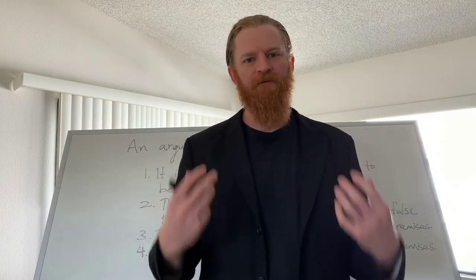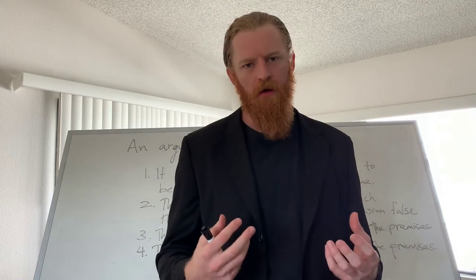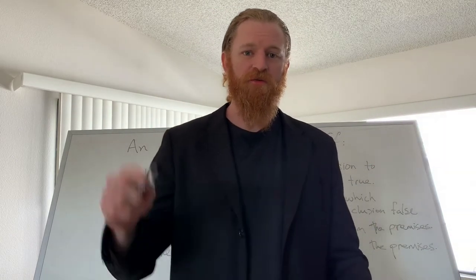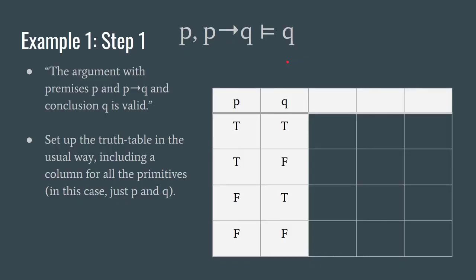Later in this course, we'll reflect more on the philosophical aspects of these results, but right now we just need to get used to carrying out that mechanical procedure with the truth tables. So let's use truth tables to check if this argument form is valid. There's one new symbol involved here.